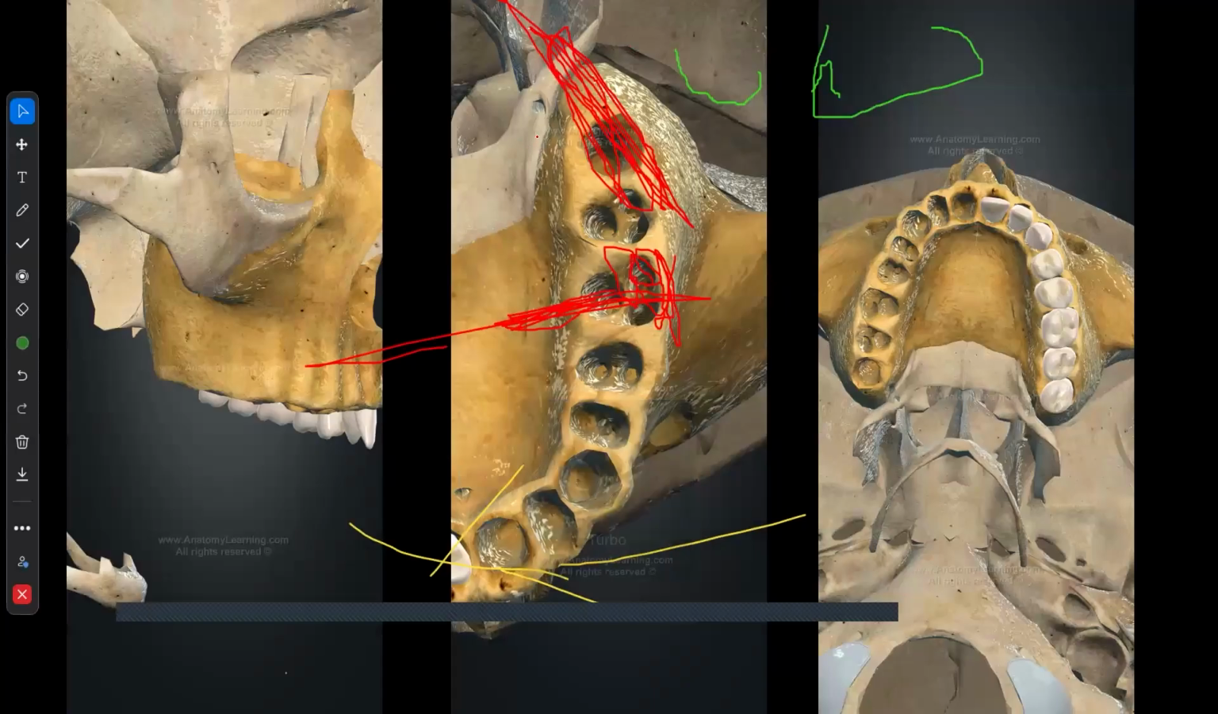Okay, so this is posteriorly how we engage the pterygoid. This is how we engage the parietal. This is what I demonstrated to you in this OPG.